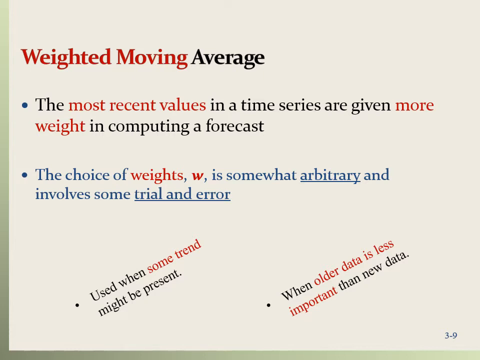The choice of W's here, the coefficients, is arbitrary. So you have to find those values by trial and error. We're going to see an example here. So when should you use a weighted moving average compared to a moving average method? Unlike the moving average, which wouldn't be able to forecast trends well, a weighted moving average can handle trends. So that's a good thing about the weighted moving average.